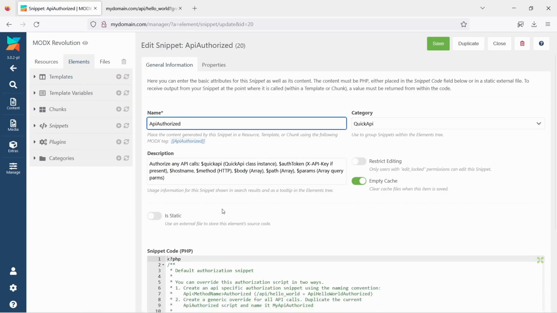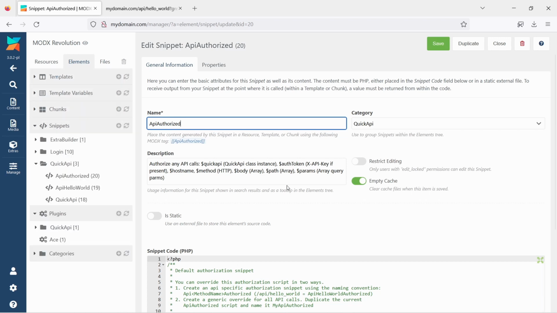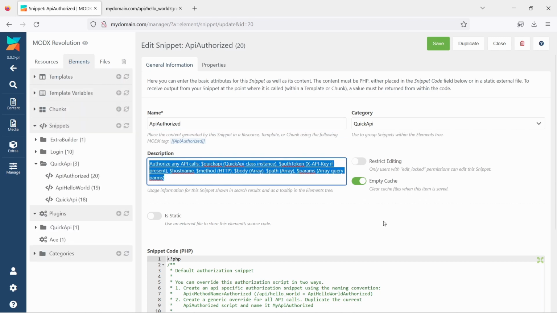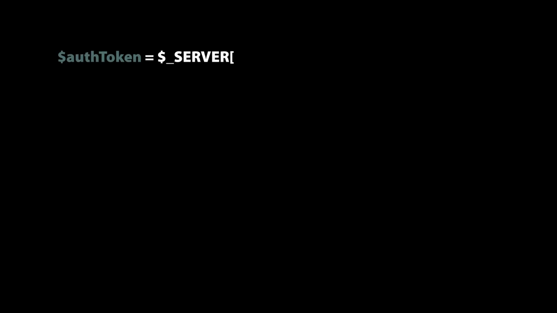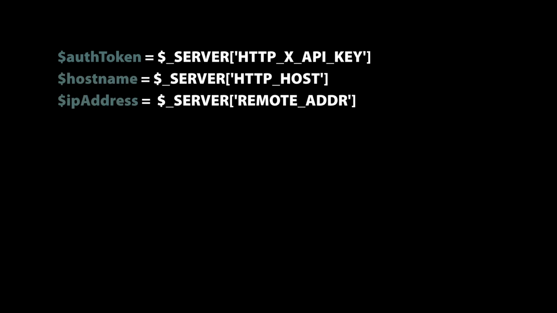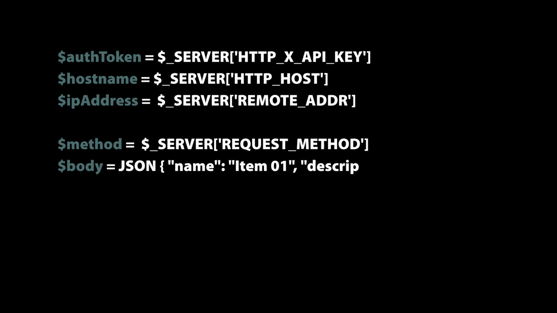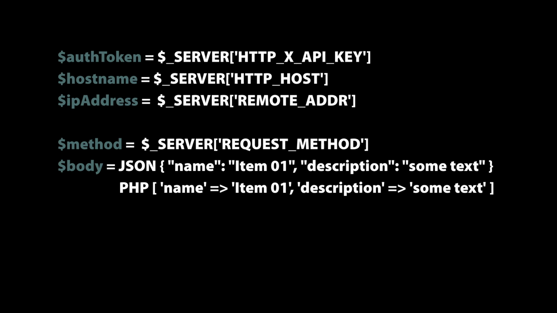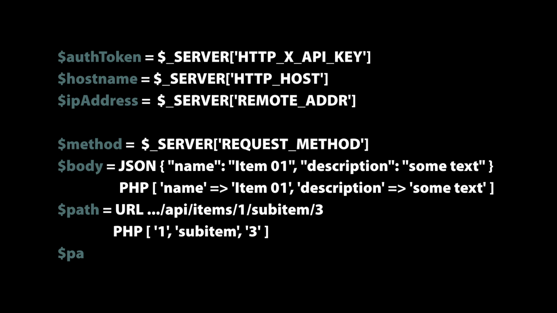The snippet API authorized is the default authorization snippet. In the description field you can see a list of the properties which can be used within the snippet. These are auth token, the host name, the IP address, the request method, the values from the JSON request body as an associative array, the URL path segments as an array, and the GET request parameters.